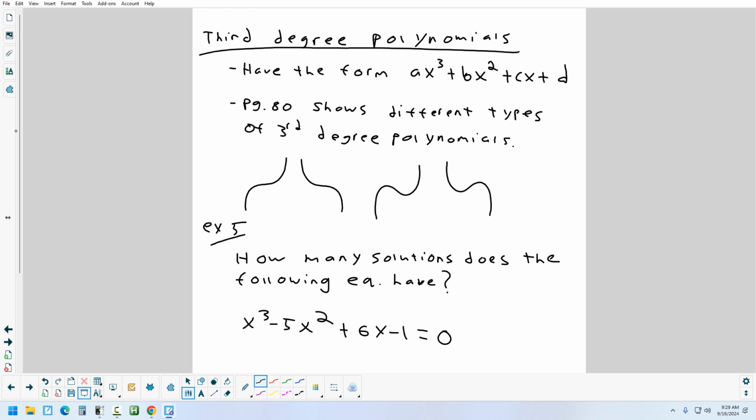All right, let's try this one. It's just asking how many solutions does it have. We don't have any shortcut to do that quickly. We just have to graph it and see how many times it crosses.